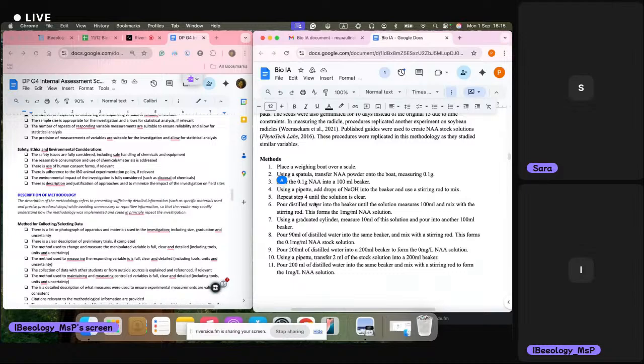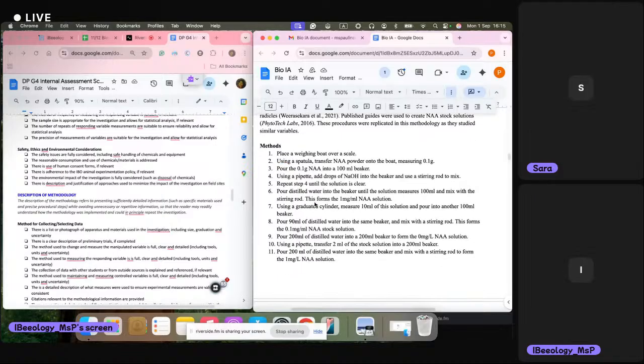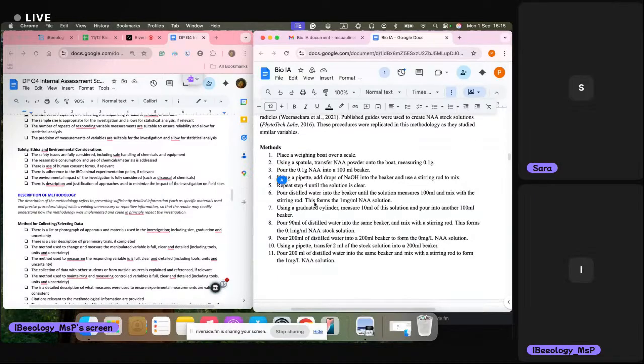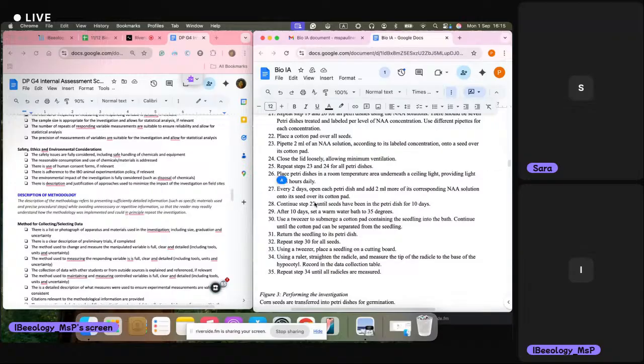And I explained to you this is the process of measuring by using a weighing boat. So just review this in a way that is more concise and easy to follow. Because if I were a student and I had 35 steps, I'd be like, geez Louise, I don't want to do this lab. There's 35 steps.